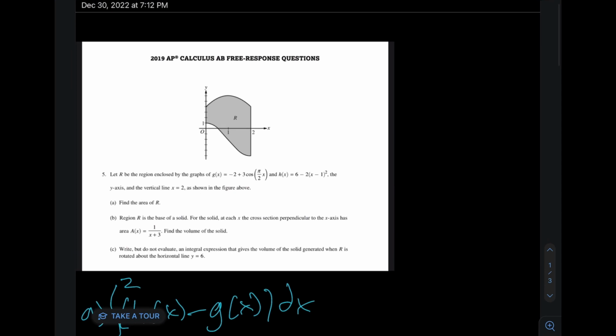All right, let's go back to this. Now, region R is the base of a solid. For the solid at each x, the cross-section perpendicular to the x-axis has area of 1 over x plus 3. Find the volume of the solid.